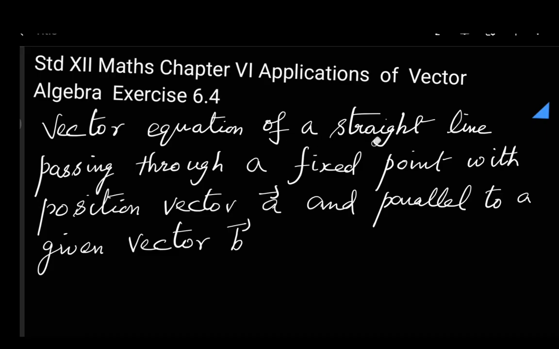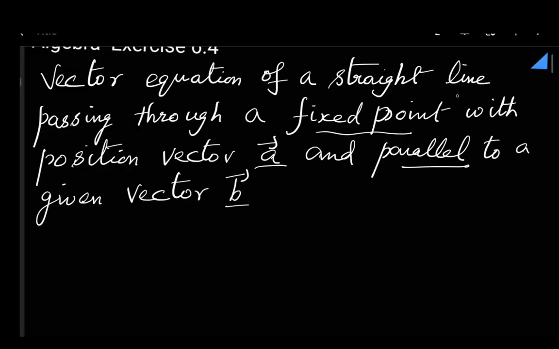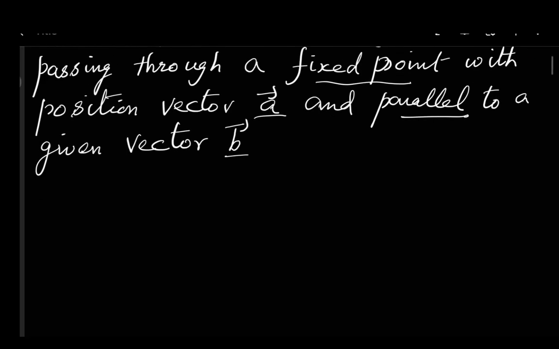Vector equation of a straight line passing through a fixed point. Fixed point with position vector A and parallel to a given vector B. So we are going to find the vector equation of a straight line passing through the fixed point A and parallel to the given vector.